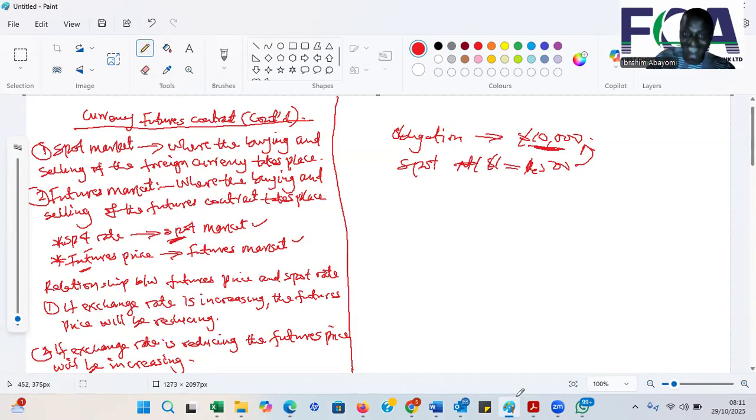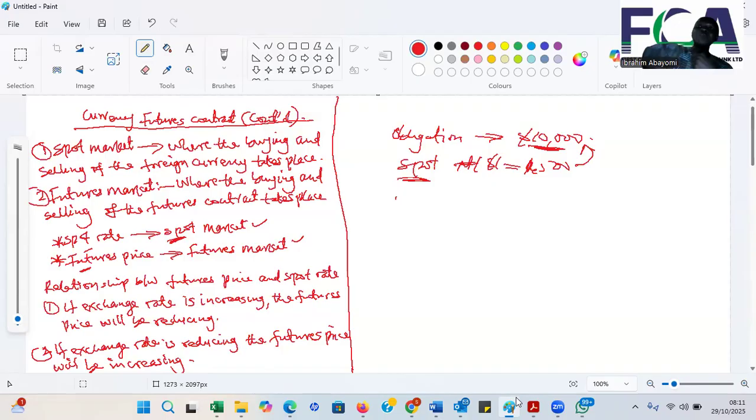That's my fear. So if I want to hedge using futures, come back to this relationship. If exchange rate is increasing, the futures price will be reducing. So if this is my fear, right now I expect that in the future exchange rate will increase. So if exchange rate increases in the future, what happens to the futures price? The futures price will have dropped. So what I'm going to do right now is to sell the futures, because it means the futures price is high now. I will sell it. So in the futures, when it drops, what will I do? I will buy it back cheaply.